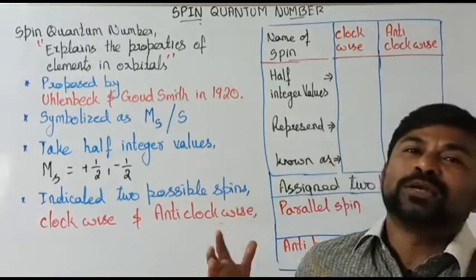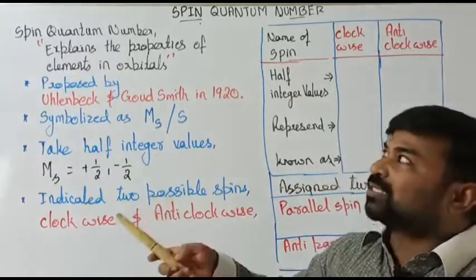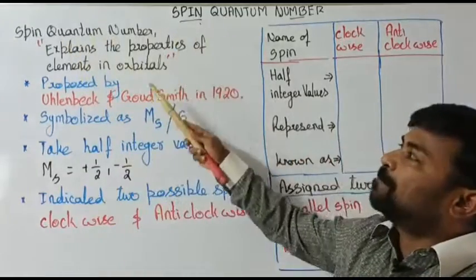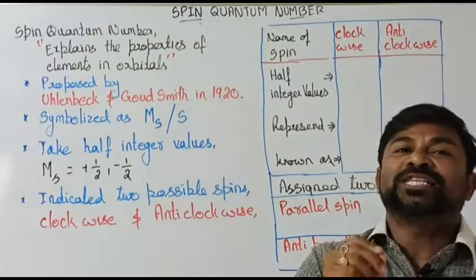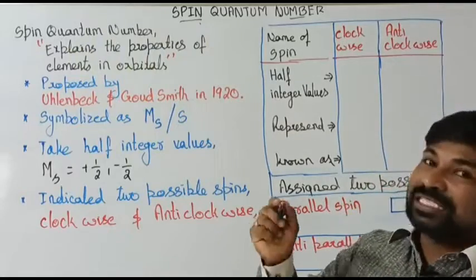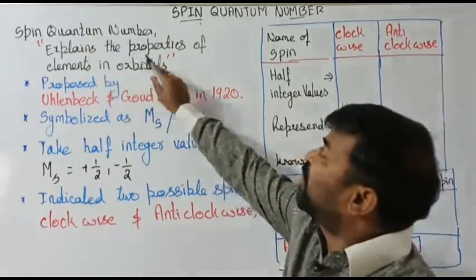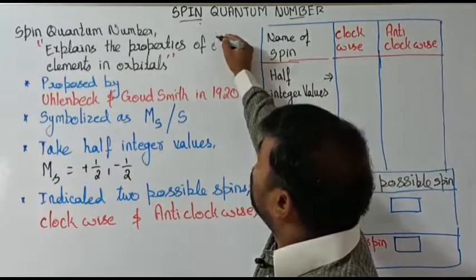Now, what does the spin quantum number say? Let's come back to this. The spin quantum number explains the properties of the electrons in the orbital.